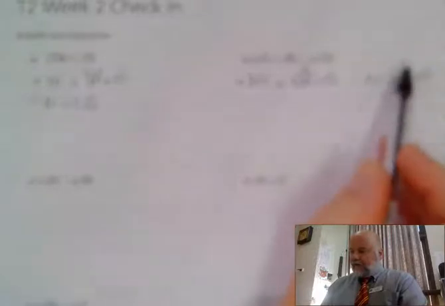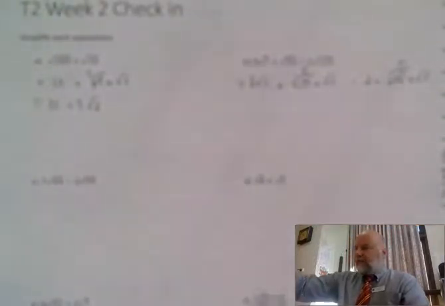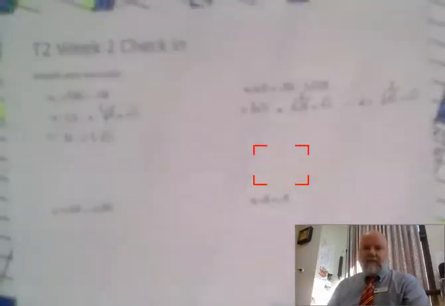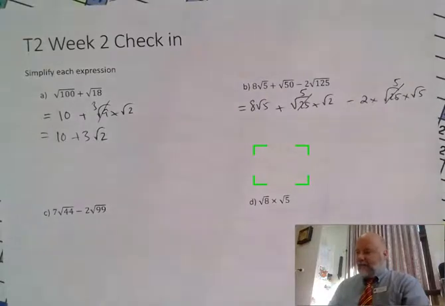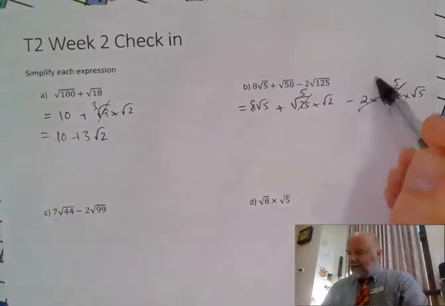Now I've got this 2 times that 5. That makes that a 10 root 5. Sorry, it keeps focusing on my hand, so I'll try and get my hand out of it. So this part here actually simplifies to a 10.